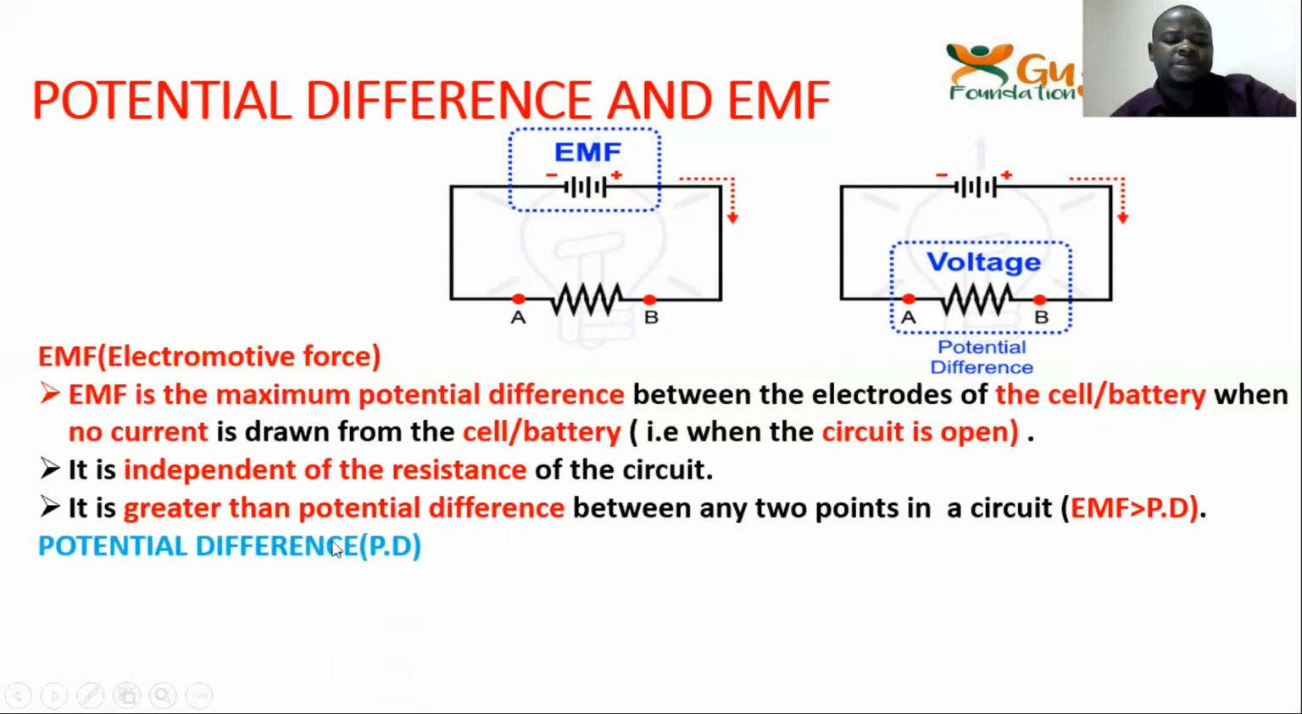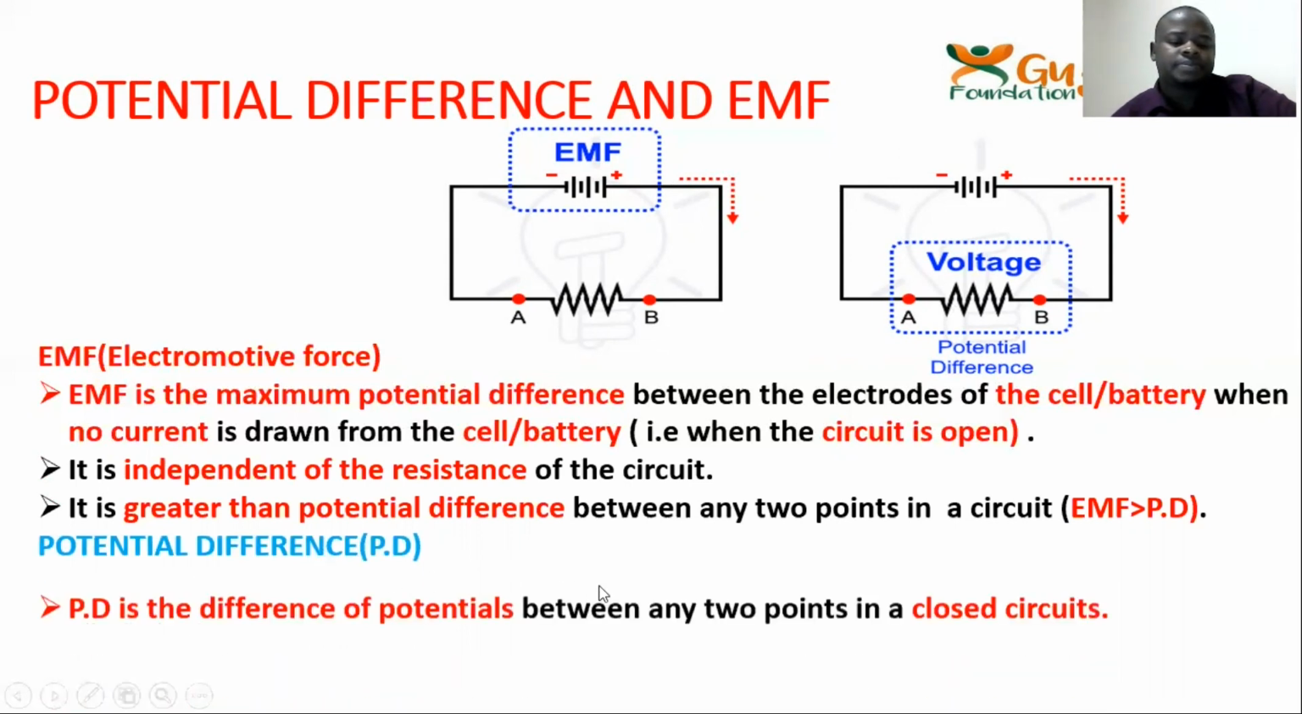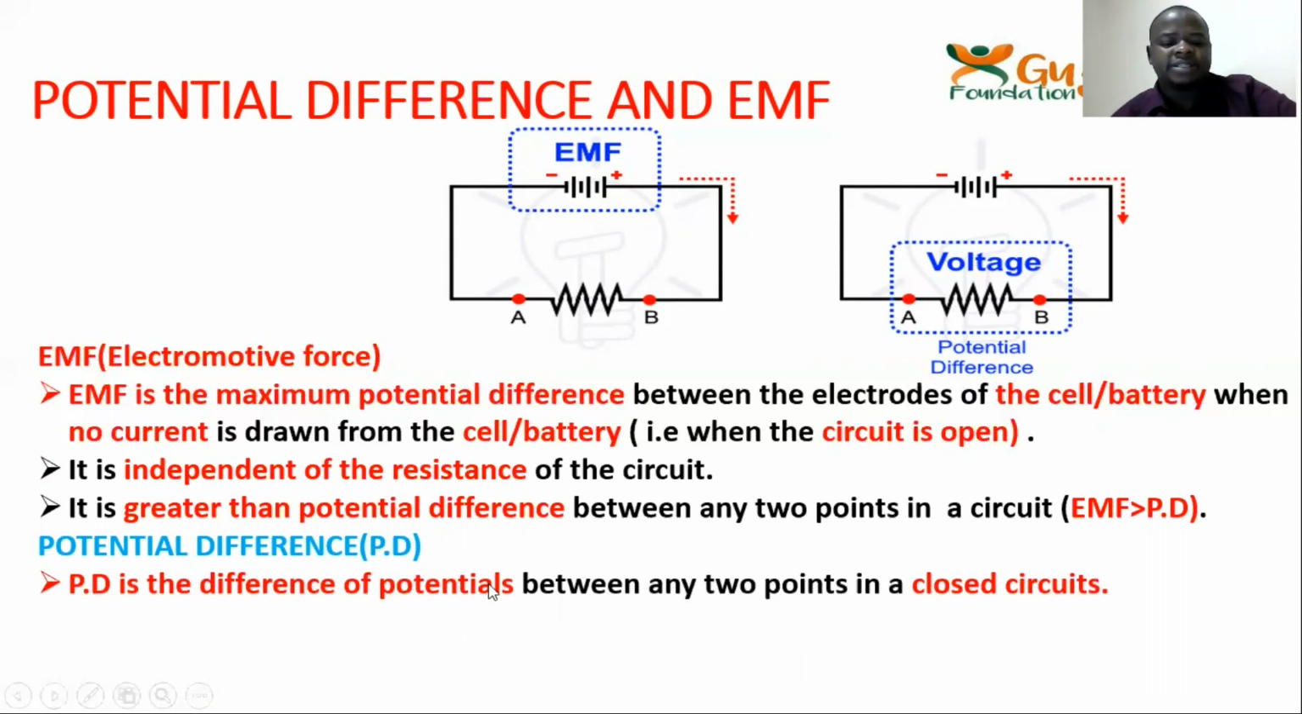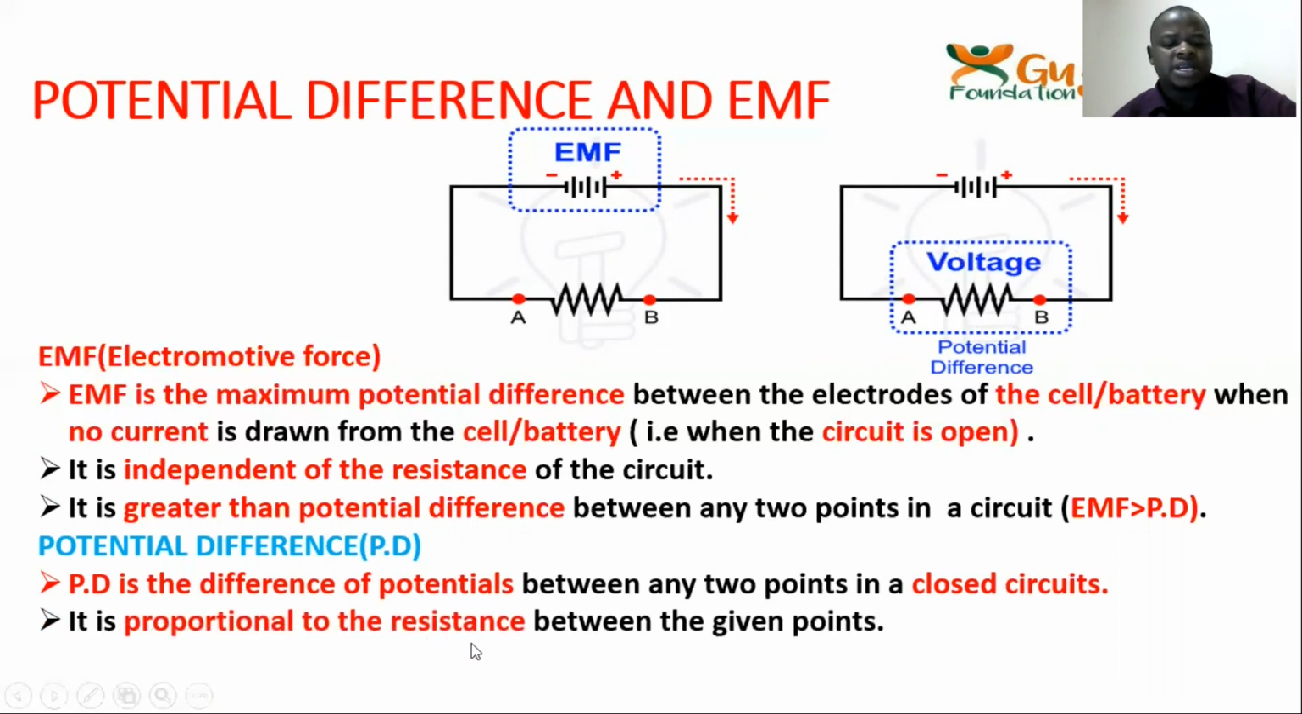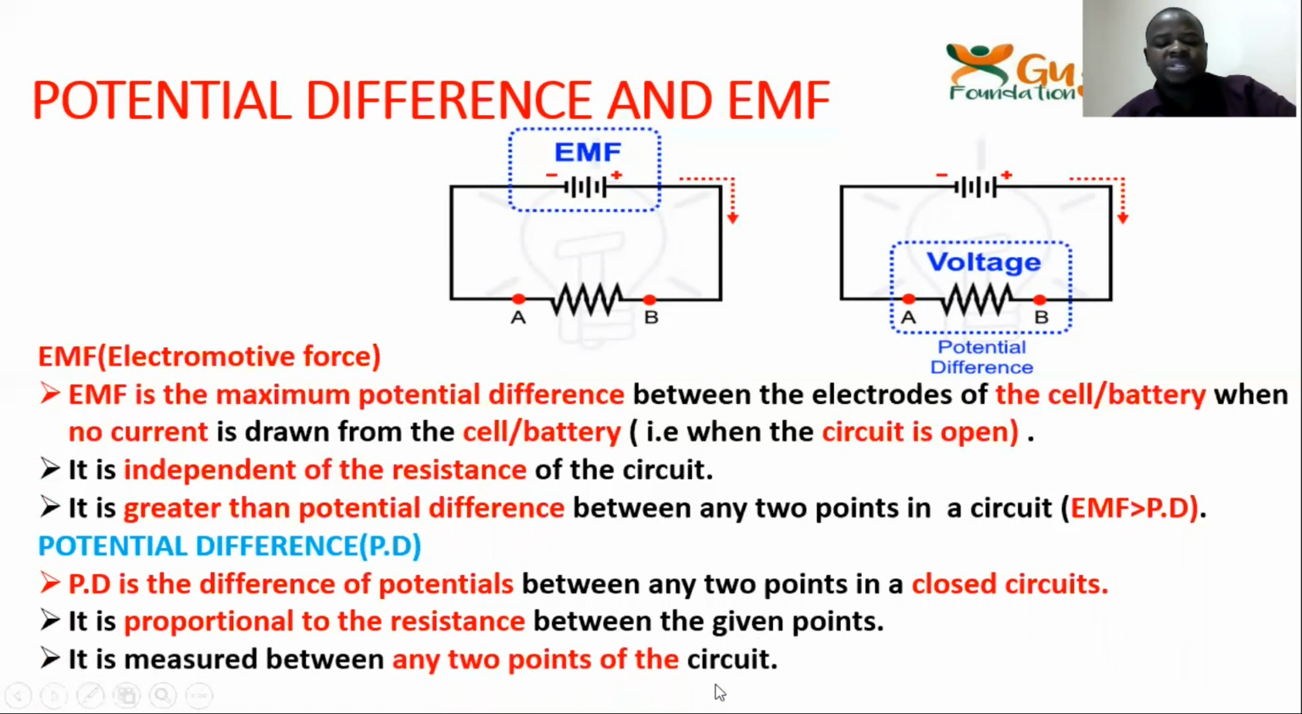So now let's look at the potential difference, the PD. The potential difference is the difference of potentials between 2 points in a closed circuit. So here we talk about potential difference when the circuit is closed, in other words, when the switch is closed. And it is proportional to the resistance between the given points, okay? It is measured between any 2 points of the circuit.